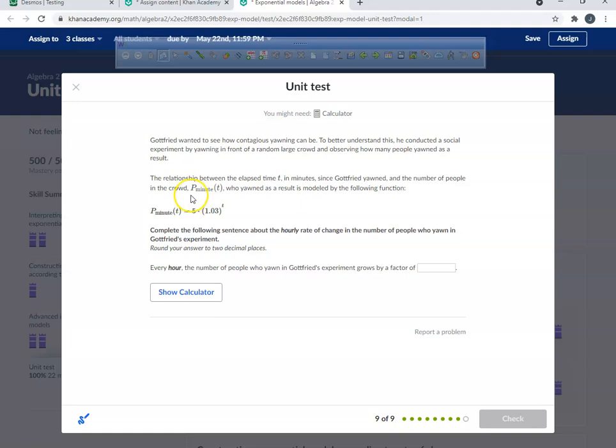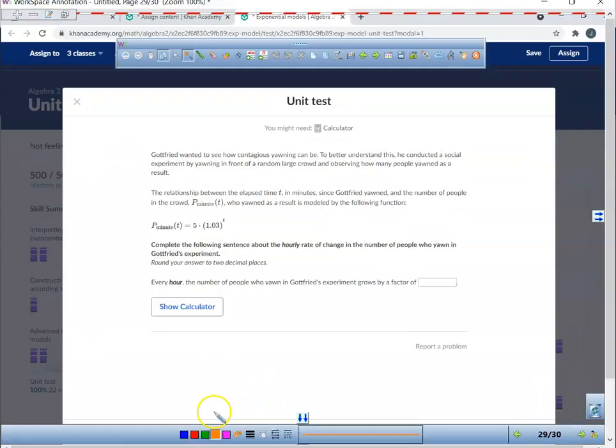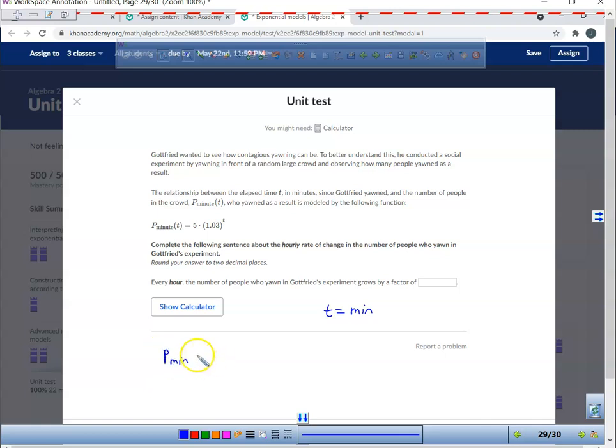Okay. The relationship between the elapsed time t in minutes, t equals minutes, is modeled by this function. Oh, we have to be careful here. It says p minute, not p diddy, but p minute, t equals 5 times 1.03 raised to the power of t.